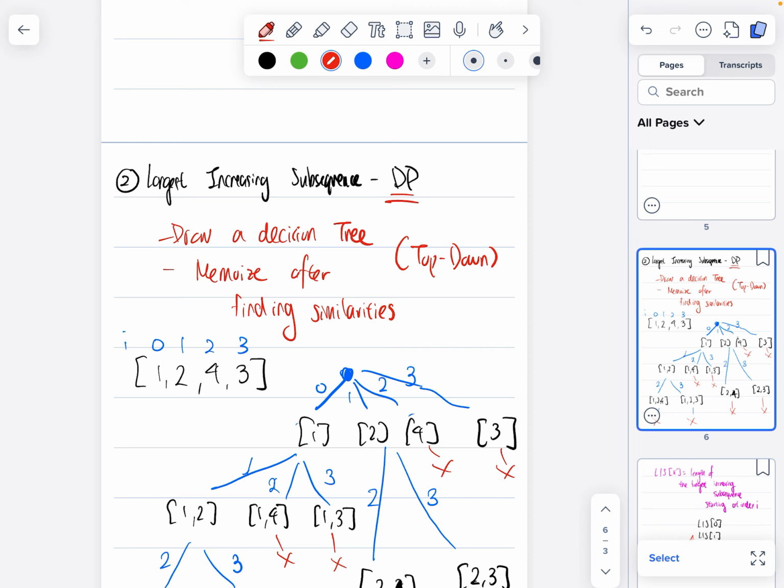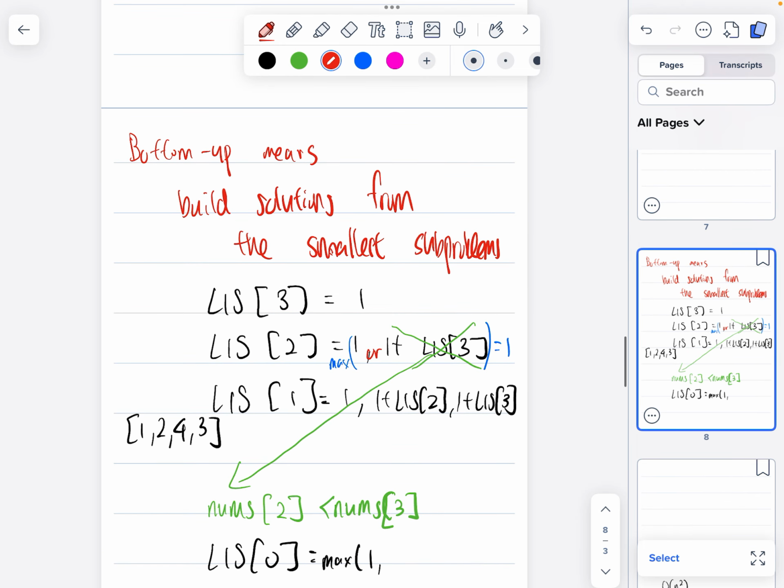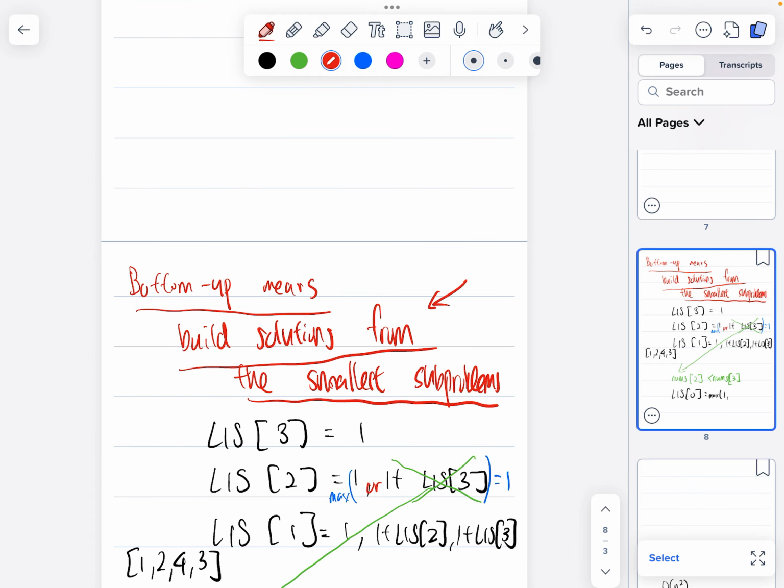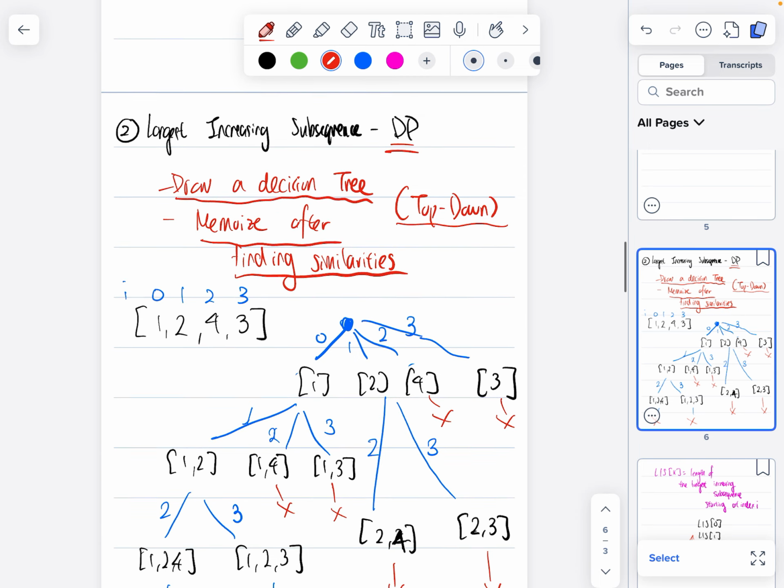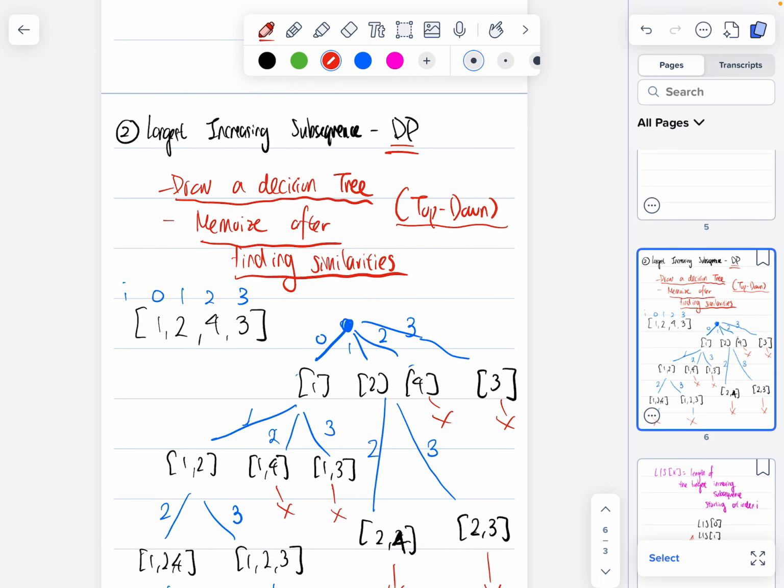So what usually makes a lot of sense is you draw the decision tree, and then you go top down because you memoize after finding similarities. So that's the intuition. Once you develop that, then you go bottom up. Bottom up means you build solutions from the smallest subproblem. You should explain this in an interview, but I think it's also really important to focus on the top down solution because even though it's a little bit slower, it is easier to understand.